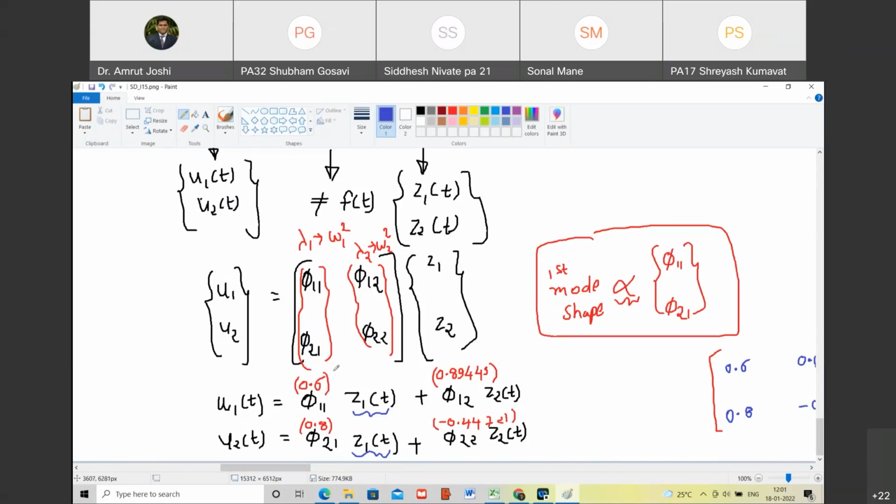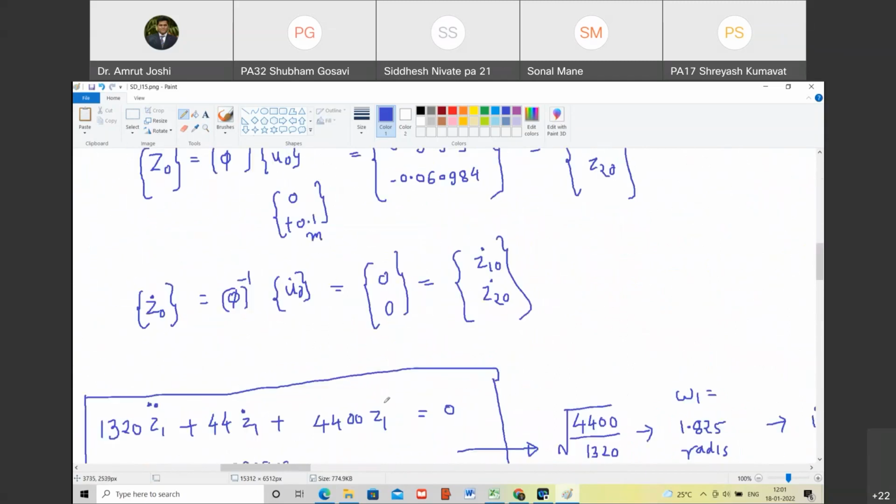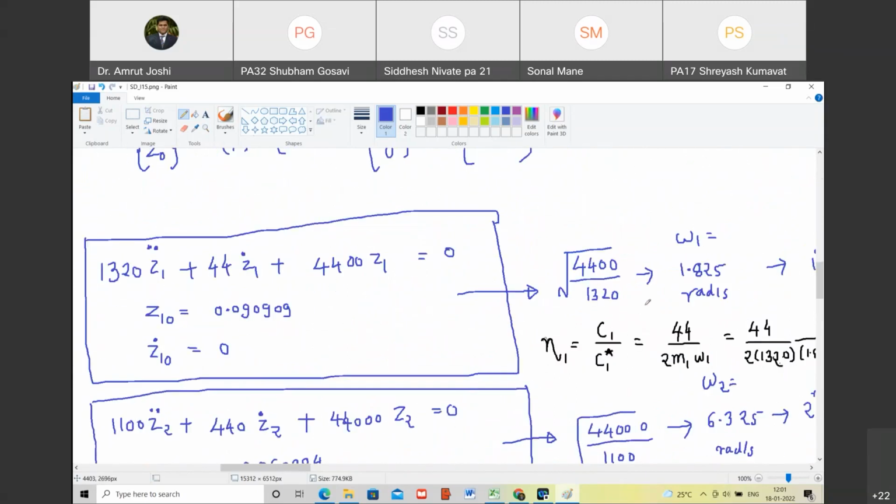And what will be the frequency at which this mode shape will be oscillating about its mean position? The frequency will depend upon the frequency of Z1 of t. But what is the frequency of Z1 of t? Frequency of Z1 of t is omega 1. Are you with me? Yes, sir.